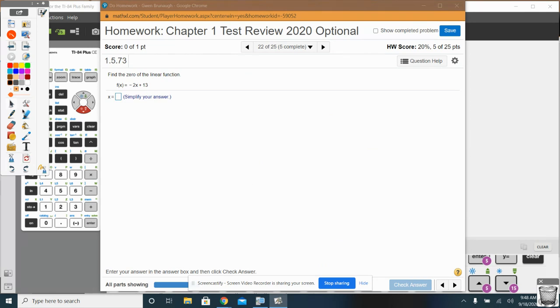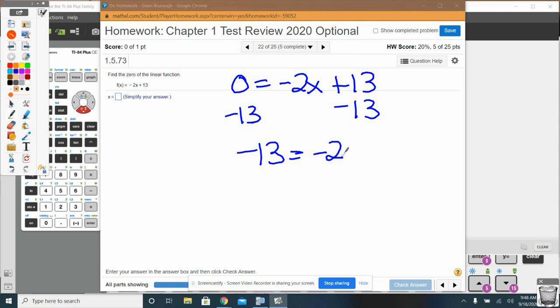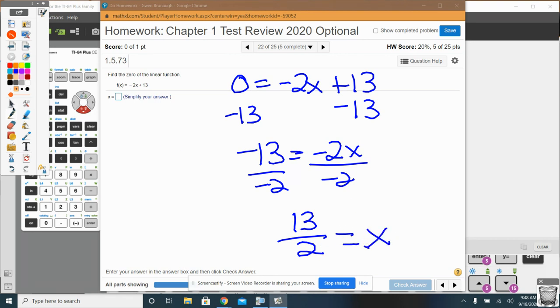Find the zero of a linear function. A zero just means like an x-intercept. You're just going to set that equal to 0 and solve. You do not plug 0 in, you set it equal to 0. So you subtract 13. -13 is -2x. Divide by -2. And I get positive 13/2 as the zero of this function.